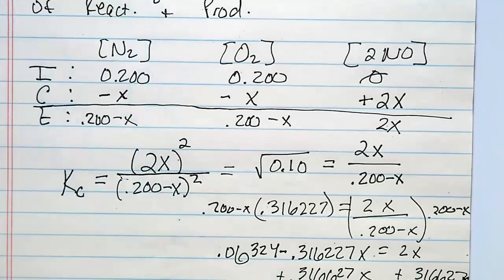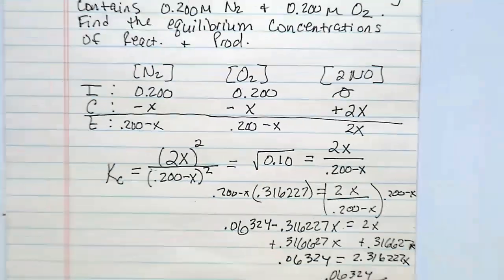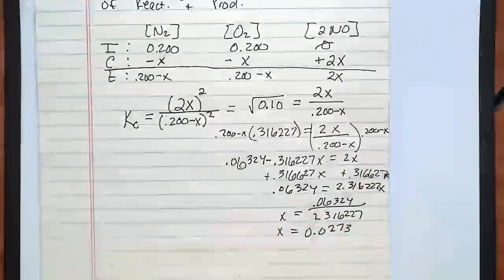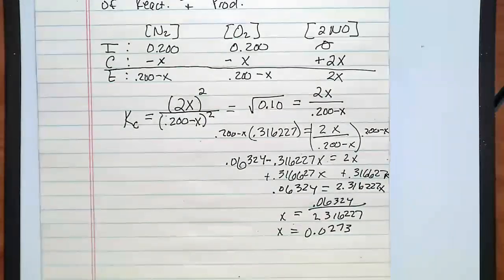Okay. All right, so I just solved for x. Algebra. That's just solving for x, though. That's not telling me the concentrations at equilibrium. Now, I would have to take that x and go back and plug it into the 0.200 minus x and the 2 times x, right? That will give me the concentrations at equilibrium.